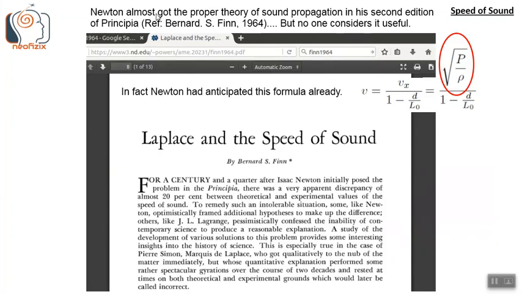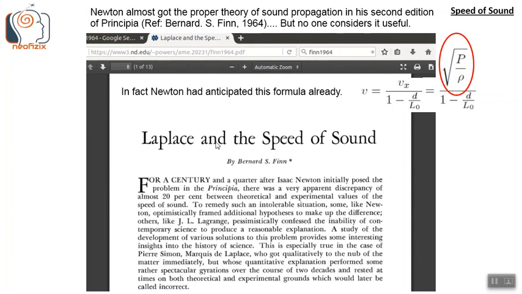So in a sense, Newton had anticipated this formula already, but his Vx term was square root of p by rho, which he had derived earlier using the transverse wave relationship. But by using the p by rho factor along with this correction factor in the denominator, 1 minus d by L naught, we will not get the correct results in all situations. Newton had almost got the proper theory of sound propagation in his second edition of the Principia.